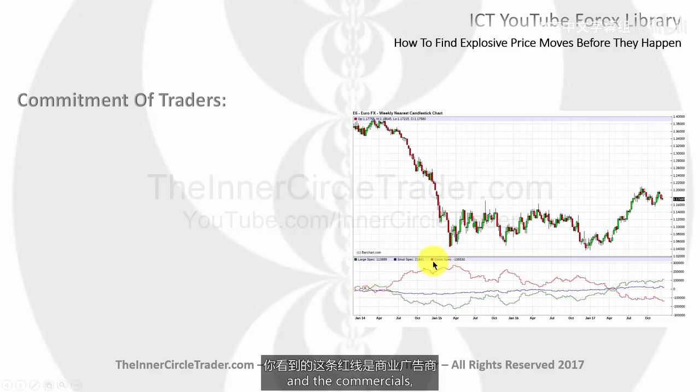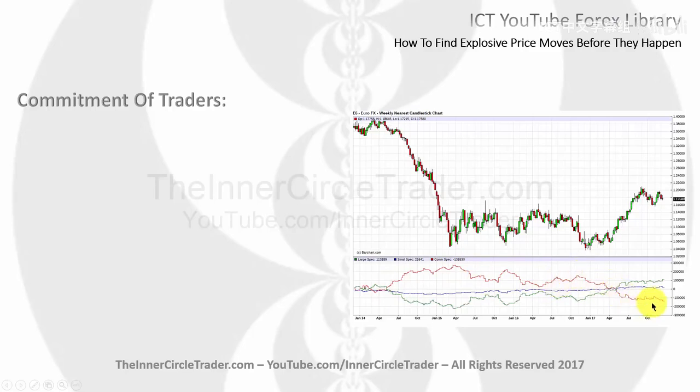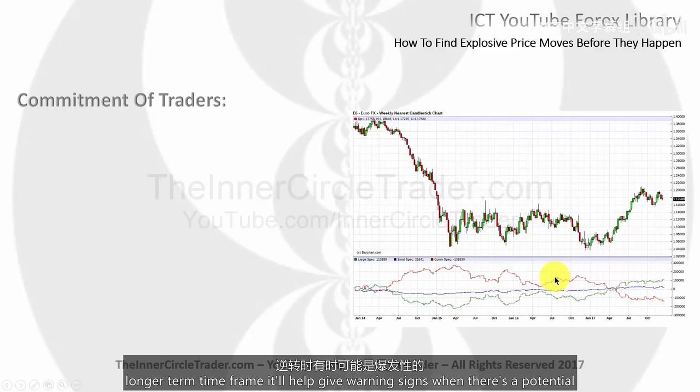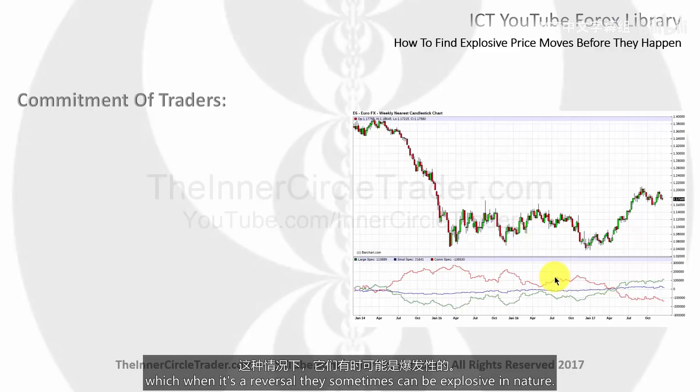And the commercials, this red line, you can see commercial speculators. I'm only interested in tracking this red line. By following this on a longer term time frame, it'll help give warning signs when there's a potential impending reversal, which when it's a reversal, can sometimes be explosive in nature.